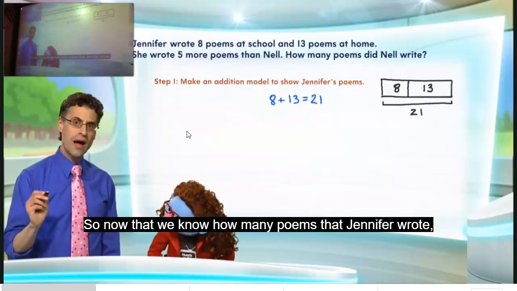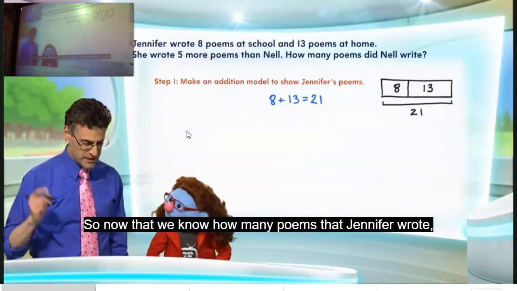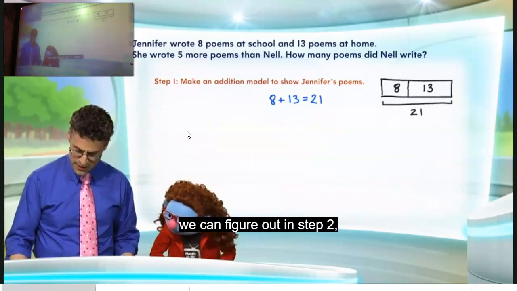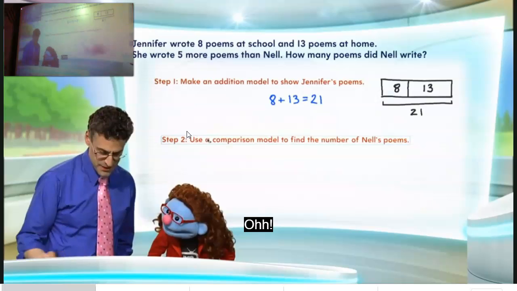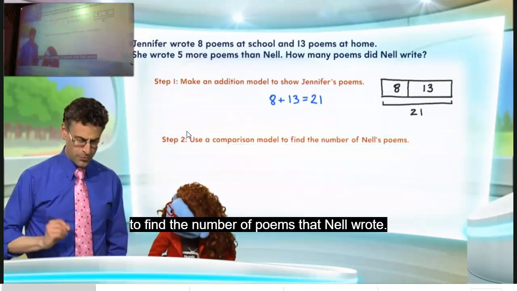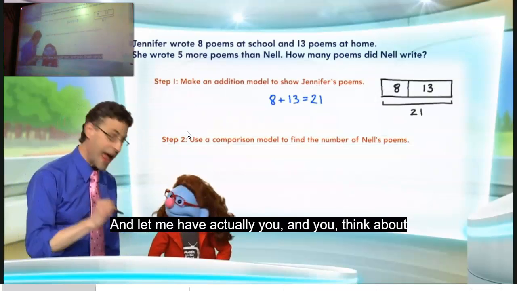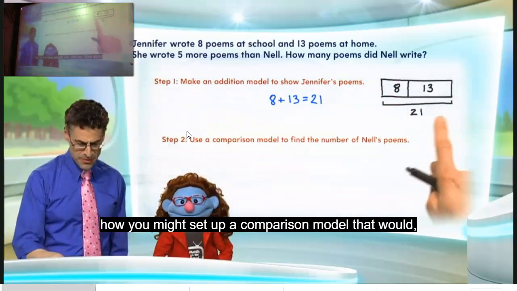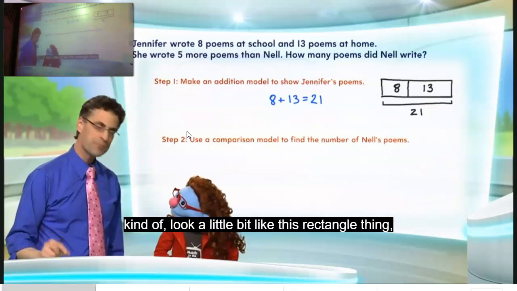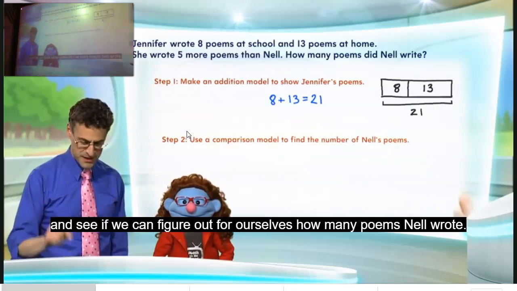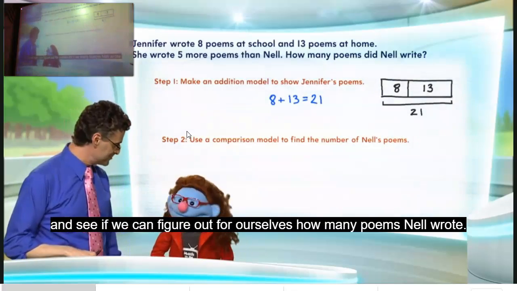Wow. So now that we know how many poems Jennifer wrote, we can figure out in step 2 by using a comparison model to find the number of poems that Nell wrote. And let me have you think about how you might set up a comparison model that would look a little bit like this rectangle, and see if we can figure out for ourselves how many poems Nell wrote. Great. Let's think about it.